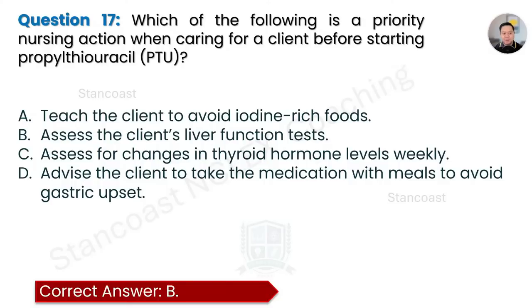It's talking about assessing the client's liver function test. We have a patient that is supposed to start propylthiouracil. Now, take note that this medication has a black box warning for hepatotoxicity, which can progress to liver failure if not detected early.